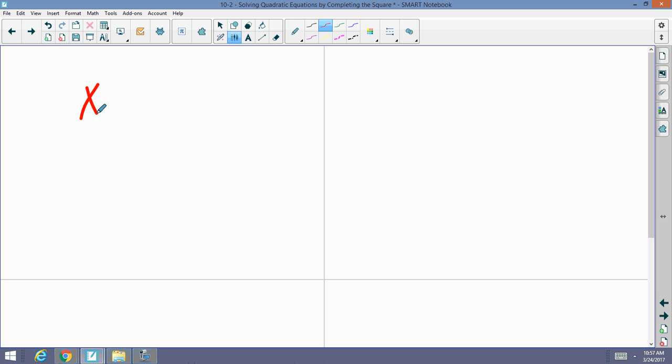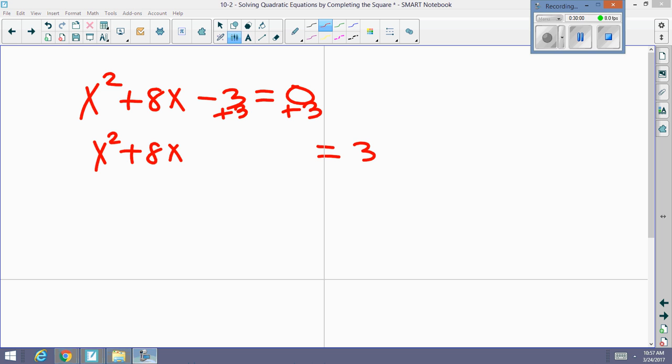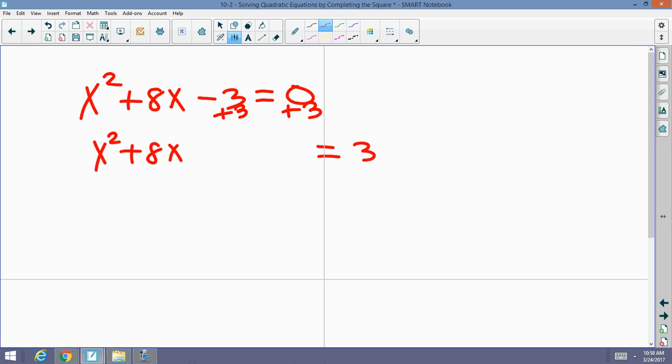Let's say I have x squared plus 8x minus 3 equals 0. Okay. I got x squared plus 8x, and I bring over the 3, okay? I add 3 to both sides. Okay, so everyone with me so far in this first step?